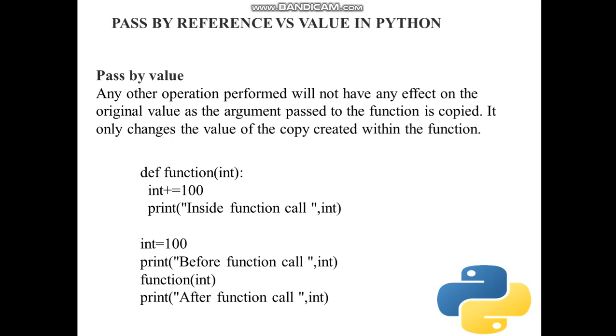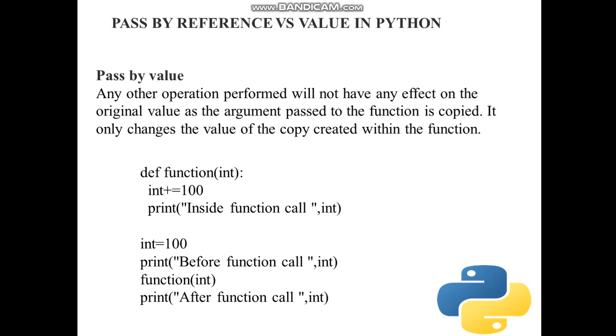Next topic is pass by reference and pass by value in Python. What is pass by value? Any other operations performed will not have any effect on the original value, as the argument passed to the function is copied. It only changes the value of the copy created within the function. What is the meaning of this? That means in pass by value, we are passing the value to a function, and if we change the value inside that function, the value which we have declared outside the function will not change. Only inside the function that value will change. When you come out of the function, the value is going to be the same. That is called pass by value.